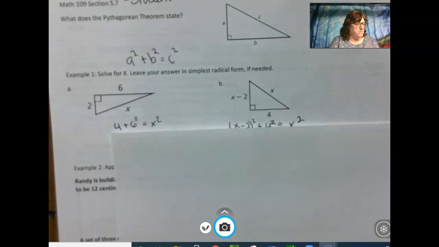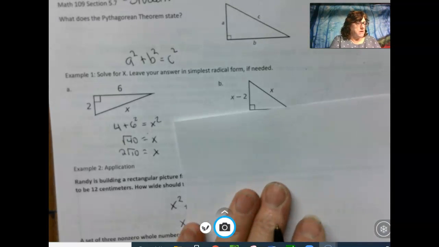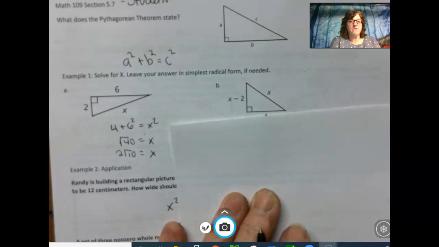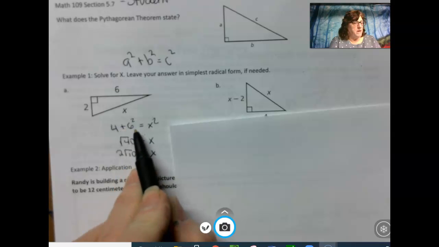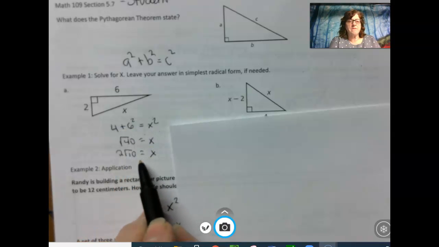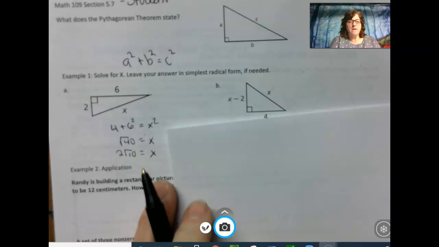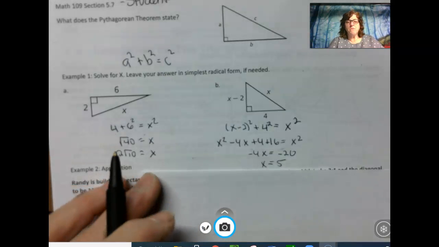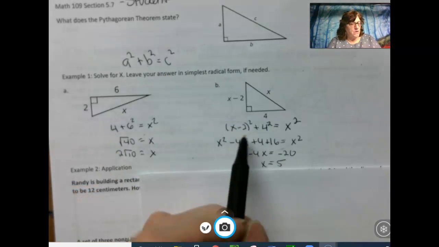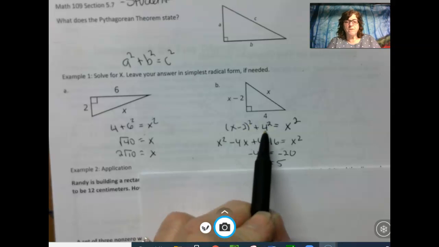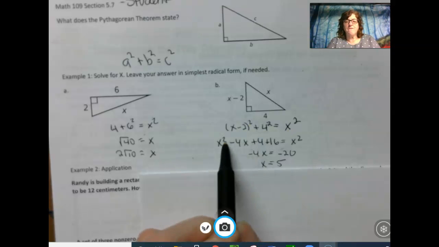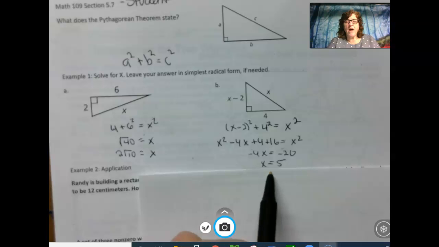So for the first problem here, the equation that I have is 2 squared plus 6 squared equals x squared, and x is going to equal 2 root 10. For the next problem, it's a little bit more involved. I have the quantity x minus 2 squared plus 4 squared equals x squared. I had to FOIL this out, simplify, and I get x equals 5.